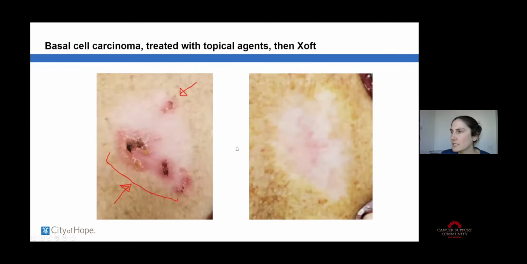In this case, this was a basal cell carcinoma that had been partially treated with some topical agents, as there are some topical chemotherapies that can sometimes be used for basal cells, although they do have a little bit higher risk of coming back with those. But in this case, this central spot responded to those creams and went away, and then there were a couple of persistent areas, and so she was actually treated with the Zoft brachytherapy. You can see those have been resolved.